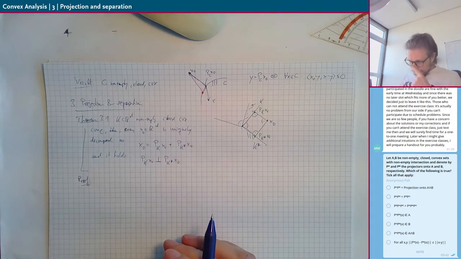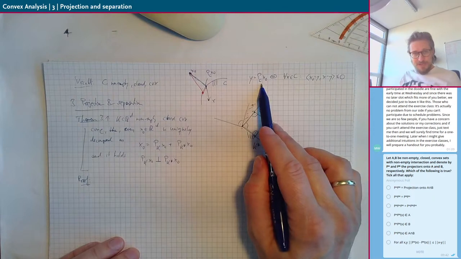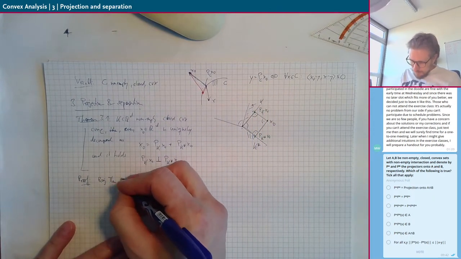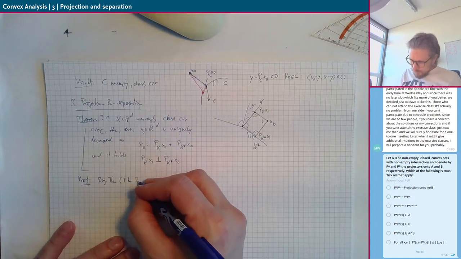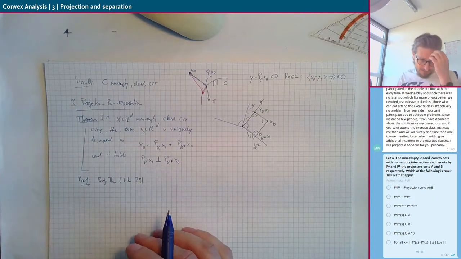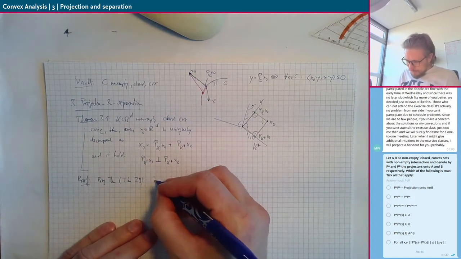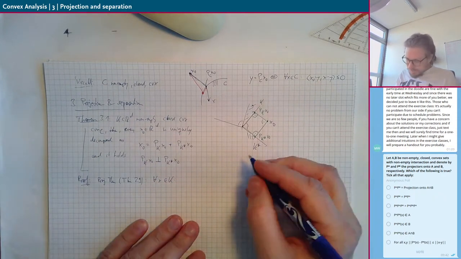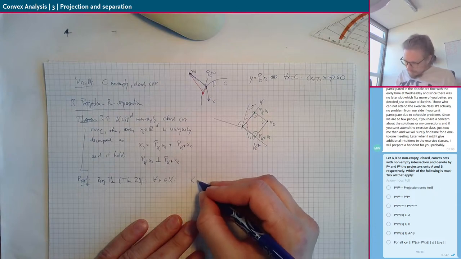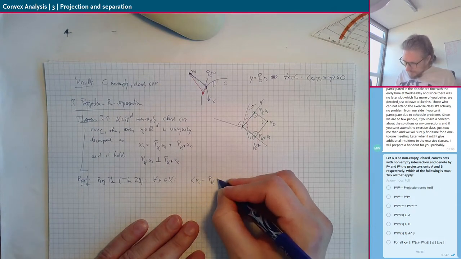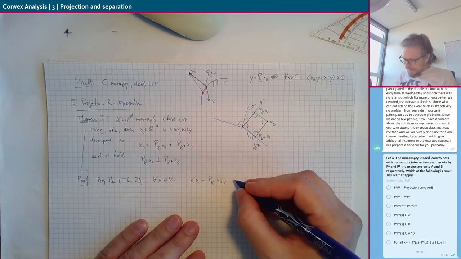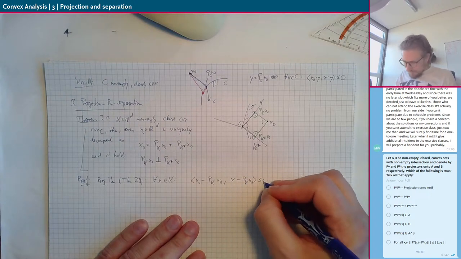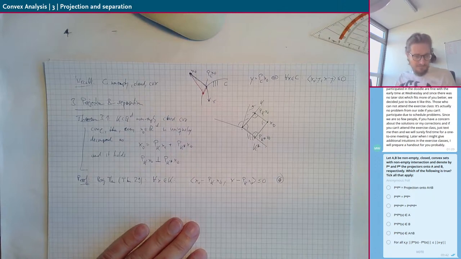What we do is we use this characterization from the projection theorem, which was theorem 2.9 in our counting. For all x in K, we have this angle condition, and let's write it like this: the inner product of x0 minus the projection onto K of x0 with any x minus the projection onto K of x0 is non-positive. This equation gets a star.